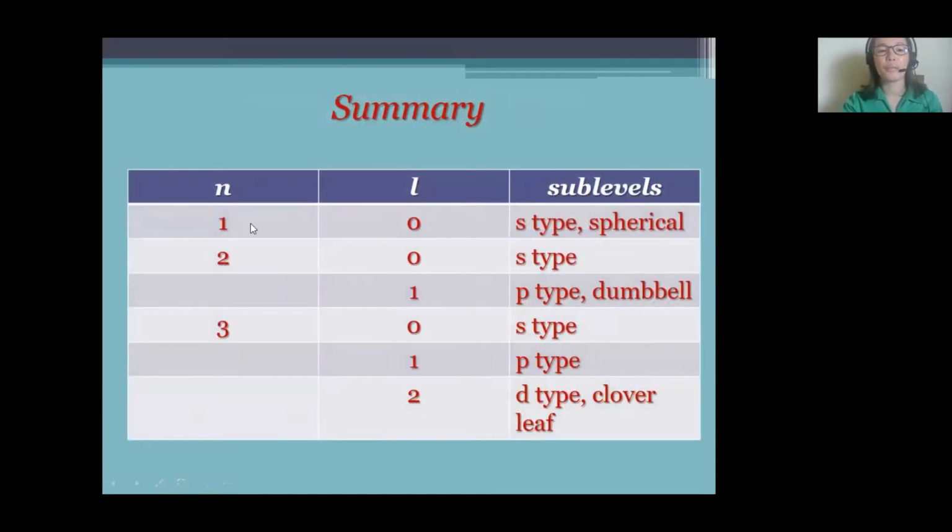Meaning to say, if we have the principal quantum number 1, then l, its azimuthal quantum number, is 0. So we have the s sublevel. In the second energy level, since this is 0 to n minus 1, we have 2 minus 1, which is 1. Therefore, we have s-type and p-type in the second energy level. In the third energy level, we have 0, 1, and 2 because 3 minus 1 is 2. So we have the s, the p, and the d sublevels.